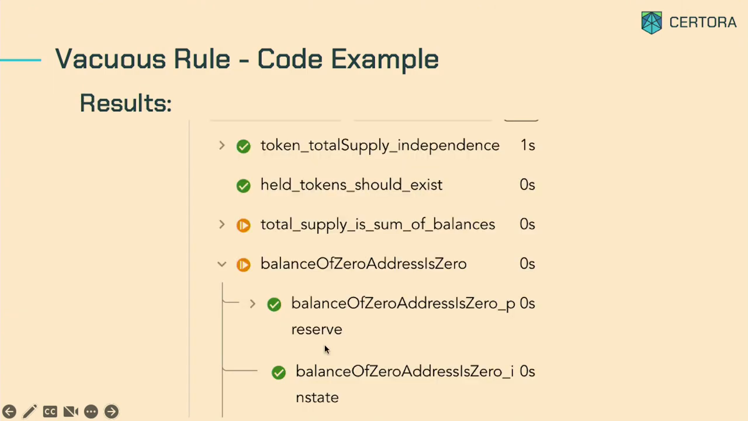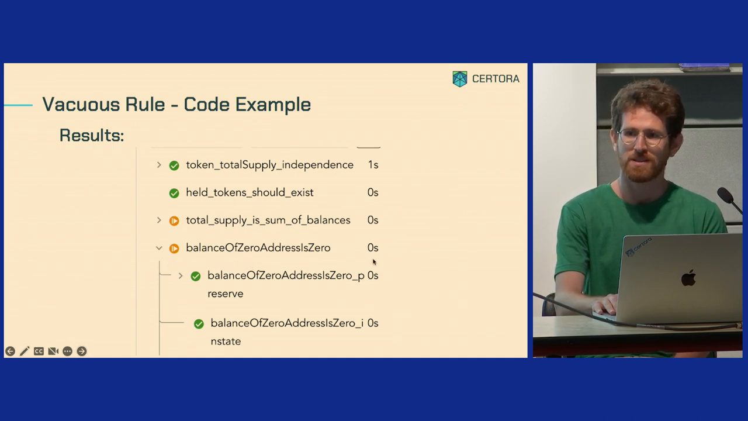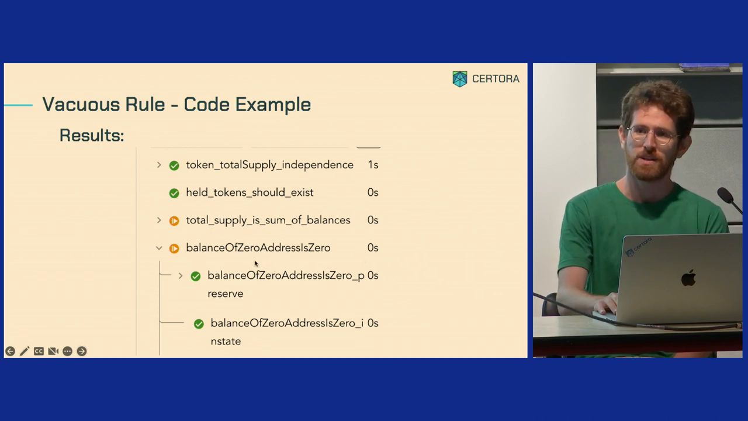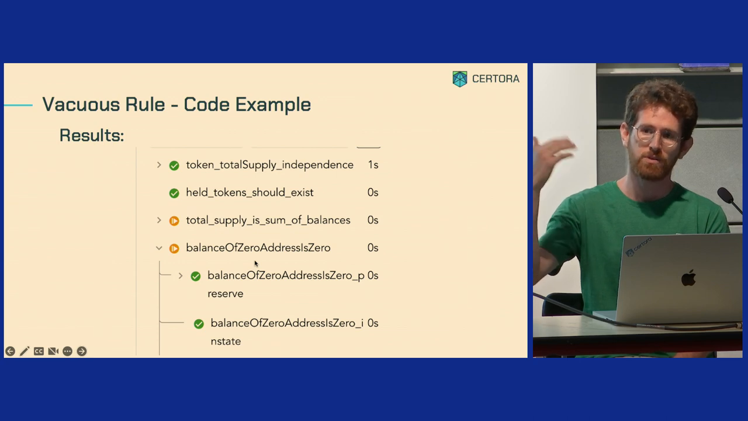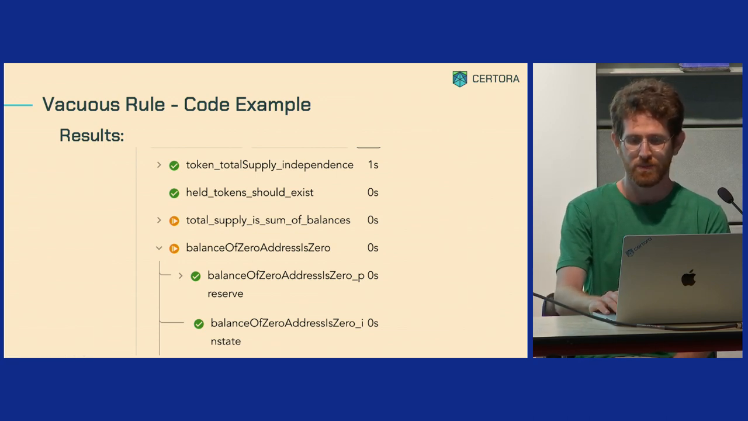So let's see what the result is. We ran the spec, and we got that everything is verified. Now we can already see that the balance of zero address is zero. This invariant is vacuously true, right? We send it the address zero, it reverted for this very case, so we basically didn't check anything.